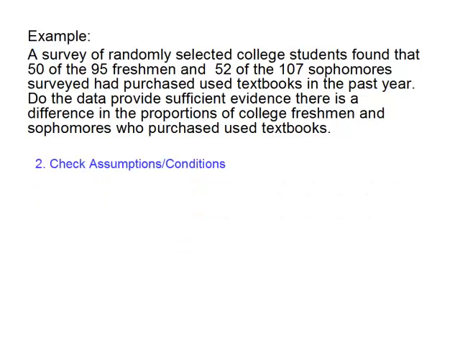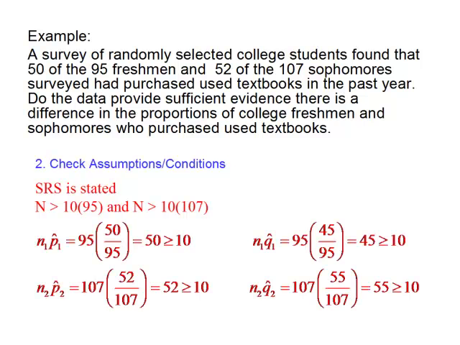Checking our assumptions and conditions. We have a simple random sample. The population size is greater than 10 times the sample size for both samples. And n1 p hat 1 is equal to 50, and n1 q hat 1 is equal to 45, which are both greater than or equal to 10. n2 p hat 2 is 52, and n2 q hat 2 is equal to 55, and those are both greater than or equal to 10.